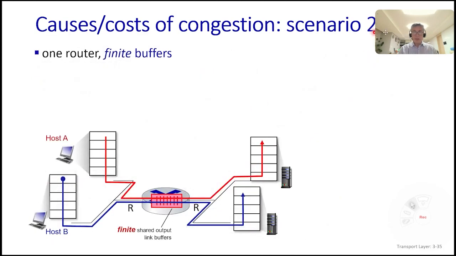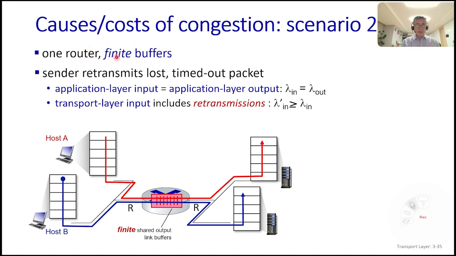Okay, let's move on to scenario 2. The difference is the finite buffer here. Finite buffer means some packet dropping happens, packet loss happens. We have two inputs, application layer input and output here. But because of this finite buffer, packets are dropped and then retransmission is required.